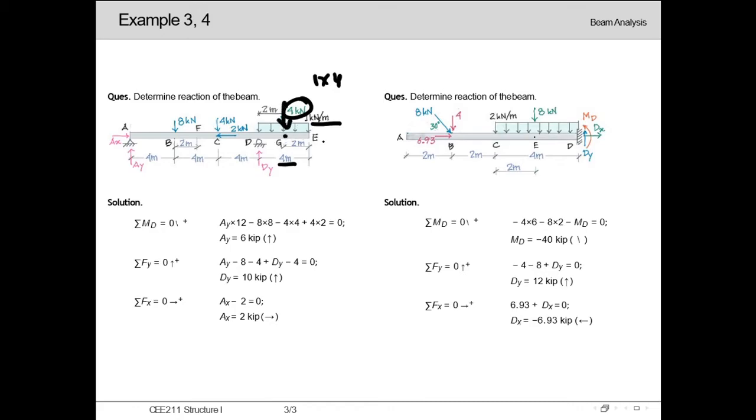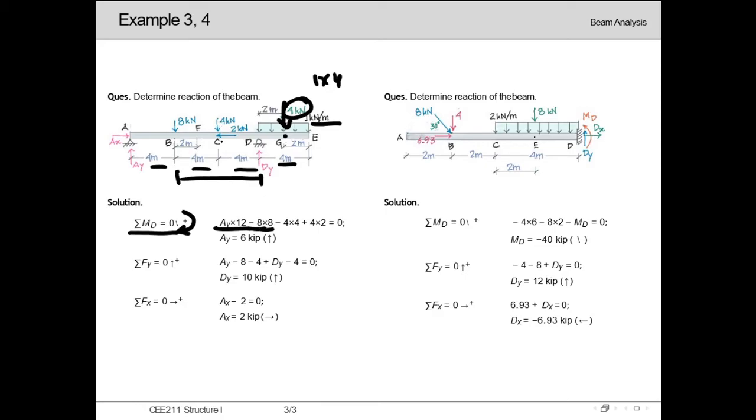Now taking moment at D, considering clockwise as positive, so Ay times 4 plus 4 times 4, which is 12. Ay is giving rotation in clockwise direction, so it's positive Ay. 8 is giving rotation anti-clockwise, so it will be minus 8 times, for this 8 the moment term is 4 plus 4, which is 8, so 8.